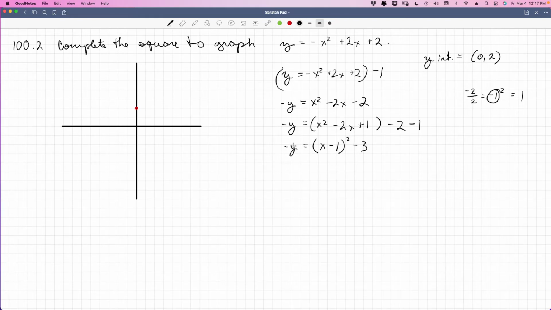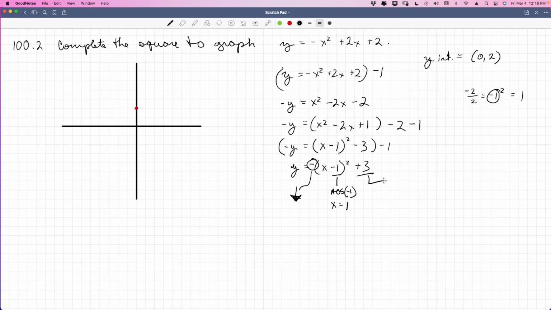Now we're going to go ahead and get rid of the negative sign on the y by multiplying again everything times -1. So y is equal to negative (x minus 1) squared plus 3. This is how we will graph it. So now we take this sign, tells us that it's going to open downward, right? This is our AOS times -1. So x is equal to +1 because negative negative is a positive.